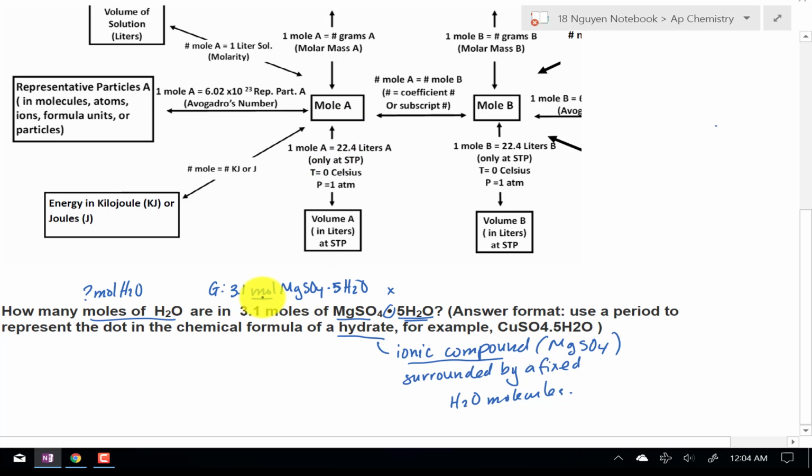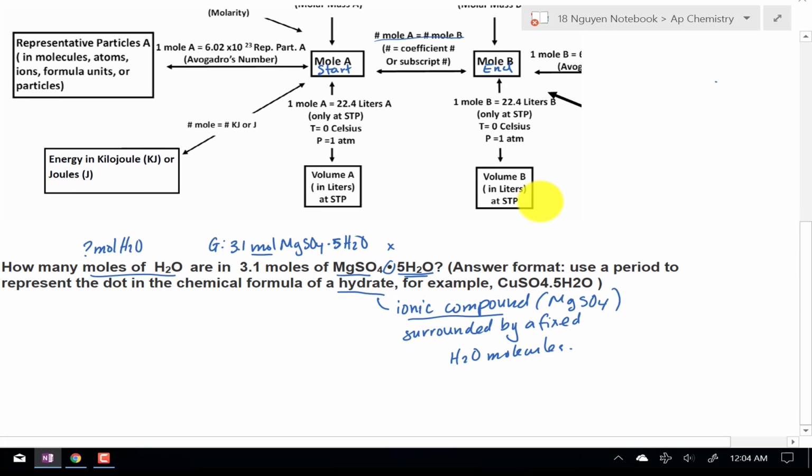Now, let's go back and look at a flowchart. Of course, we're starting from moles of one chemical to moles of a different chemical. And this is the only place that fits. So we are going to start from moles of A, and we are going to end at moles of B. And to get from moles of A to moles of B, we multiply by this conversion factor. So let's rewrite from our given. Well, we are looking for moles of water. So that way we keep in mind what we are looking for. And we are given right here 3.1 mole of magnesium sulfate pentahydrate, MgSO4 5H2O, okay?